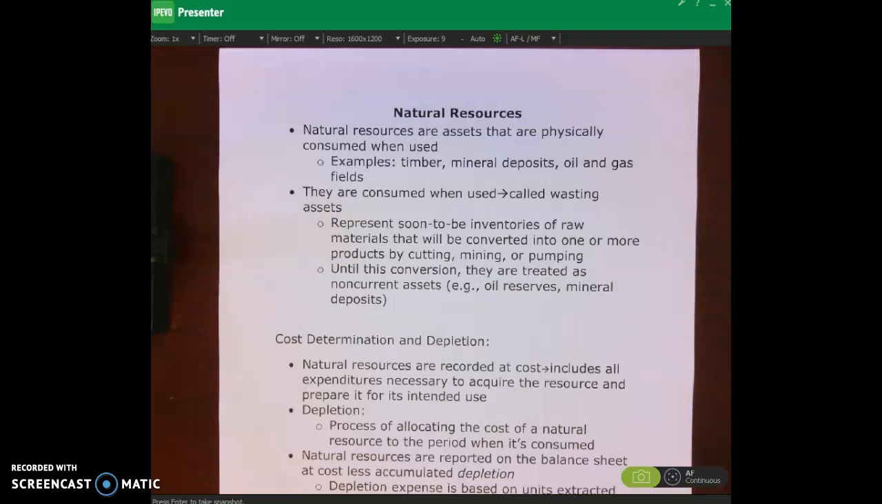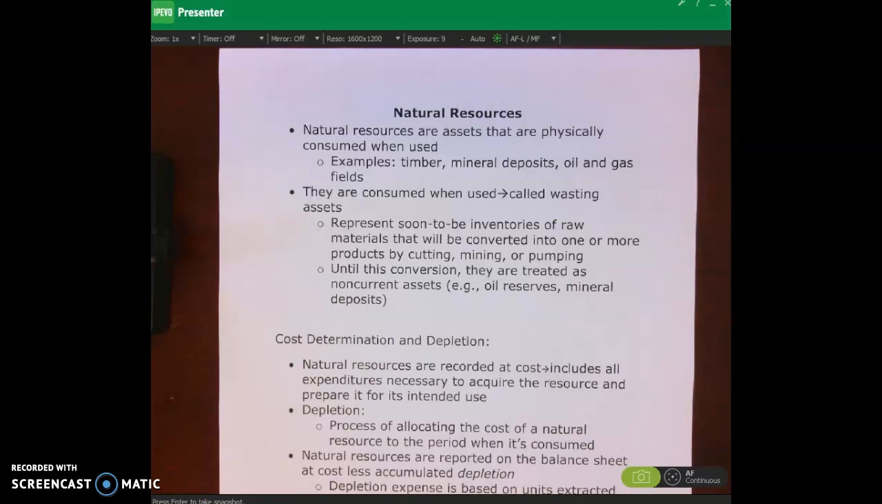So natural resources are those assets that are going to be physically consumed when they're used. For example, oil and gas fields, timber, mineral deposits. Okay, and they are consumed when they're used, and so they're also known as wasting assets. You can also think of them as soon-to-be inventories of raw materials that will be converted into finished goods via mining, pumping, or cutting. But until this conversion, they're treated as non-current assets, so oil reserves, mineral deposits.